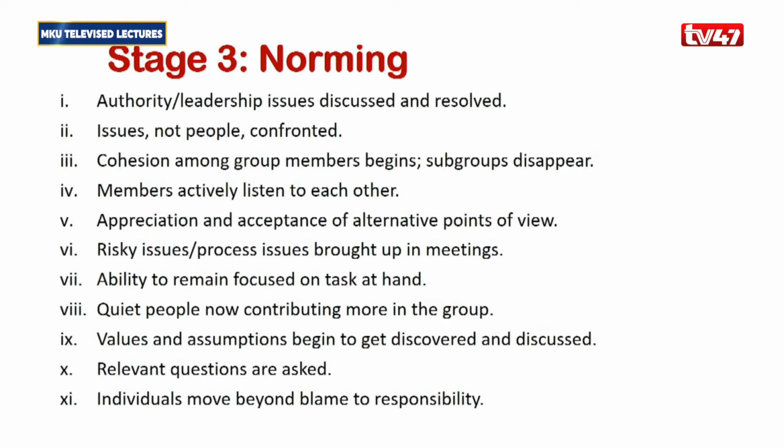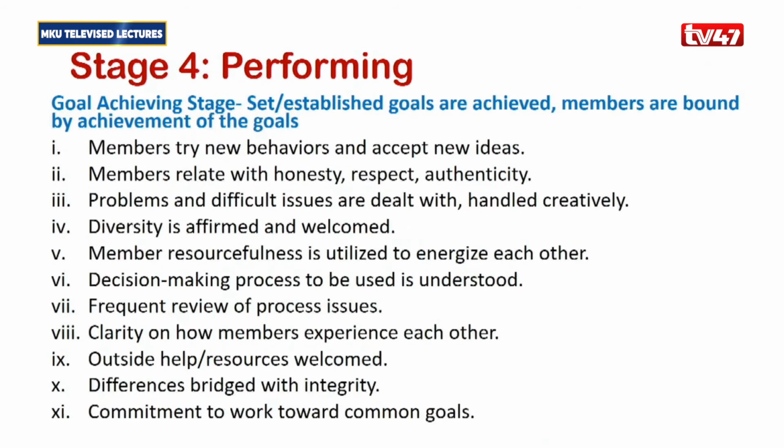The next stage is that after things have normalized, the group now goes to the next stage of delivering on the objectives and the goals of that group. So the performing stage, the goal achieving stage. The set established goals are achieved. Members are bound by achievement of the goals. So when the goals are being achieved, now you are bound by them. The fruits and the benefits of the group start coming out. So members try new behaviors and accept new ideas because now you are stable. Members relate with honesty, respect, and authenticity.